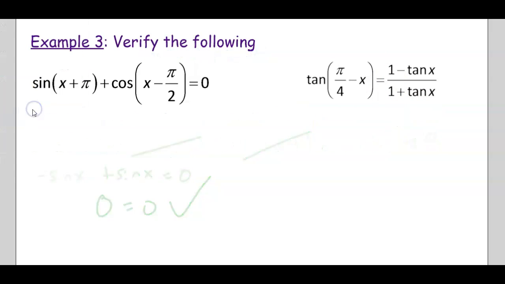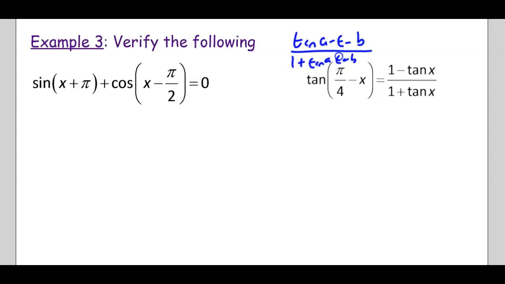Clear ink from the page. Let's do this side. Now, before I start, what's the tangent rule? This is minus. So you gotta have tan of A minus tan of B over 1 plus tan A, tan B. Alright, cool. So this is A, this is B, right?